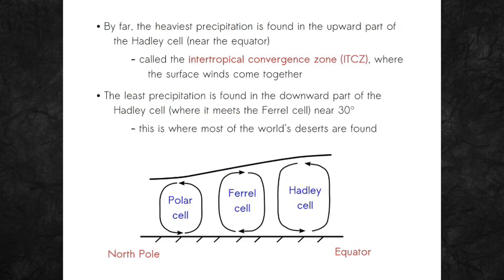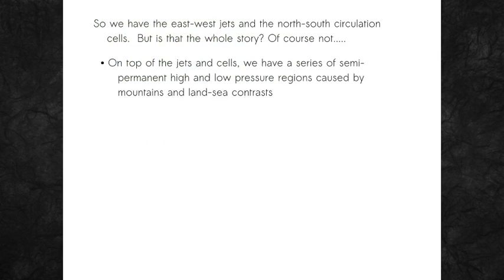Okay, now back to where we were. Right, so we've got our jets, we've got our north-south circulation cells, but on top of that, we've got a lot of other stuff going on. So let's continue with the theme of doing big things first and working our way down to smaller things. The next biggest thing that you would think about is that we have a bunch of semi-permanent high and low pressure systems that set up, mainly associated with land-sea contrasts, but also associated with mountains as well.